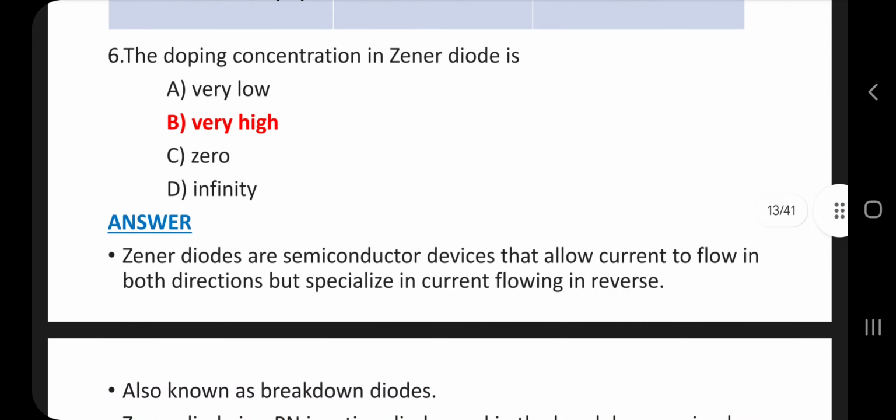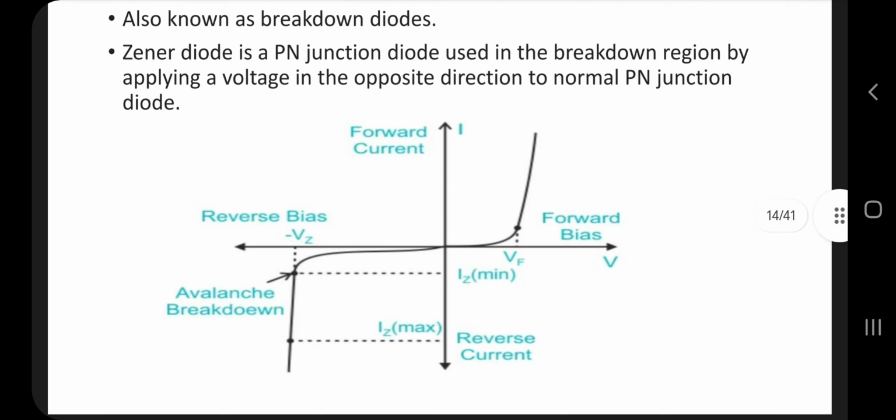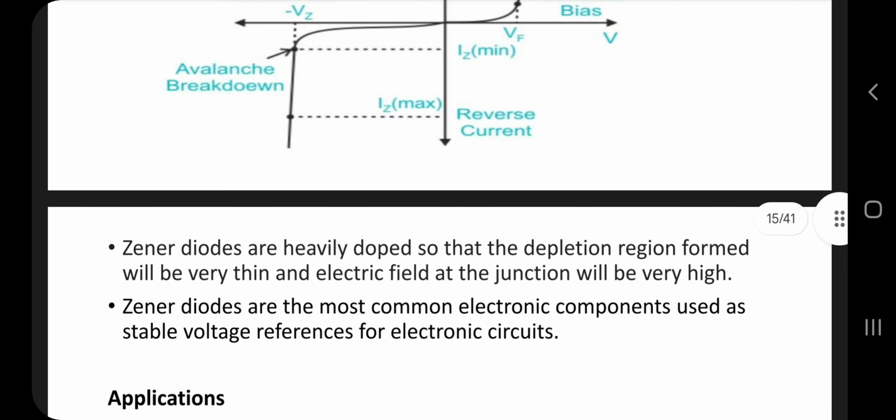Question number 6. The doping concentration in Zener diode is, answer is option B, very high. Zener diodes are semiconductor devices that allow current to flow in both directions but specialize in current flowing in reverse. This we can identify from the VI characteristics. Zener diode is also known as breakdown diode. It is a PN junction diode used in the breakdown region by applying a voltage in the opposite direction to normal PN junction diodes.